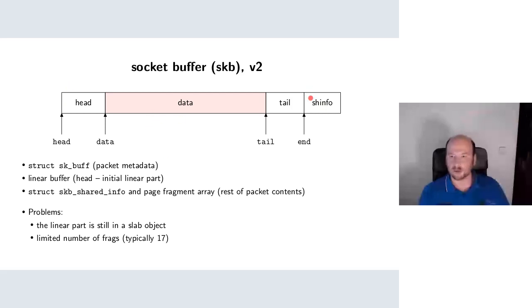So the linear socket buffer was extended by so-called shared info. The name shared info comes from the fact that if we have cloned packets, then this shared info is actually shared by all clones. And the most important part of the shared info is the array of structures describing the page fragments. So the linear buffer only has the initial part of the packet, and most of the rest of the data is laid in the page fragments.